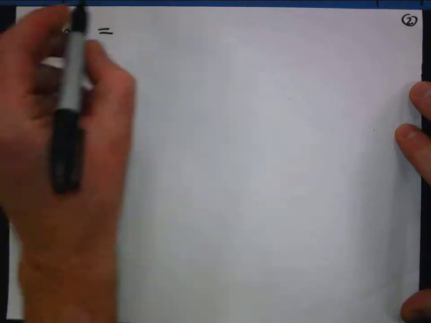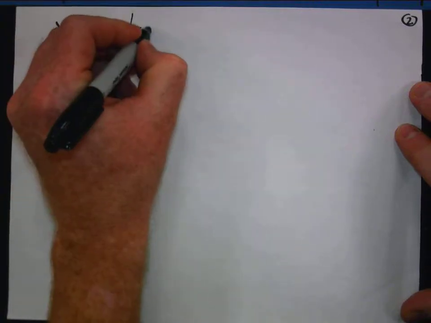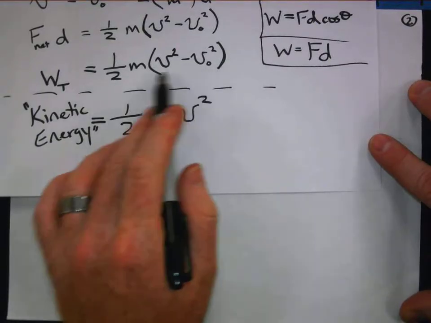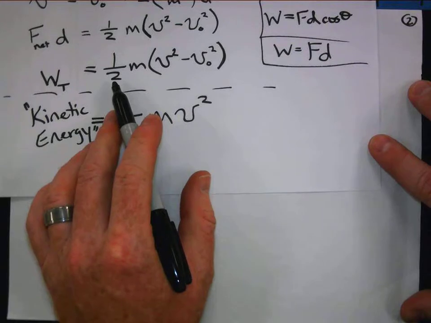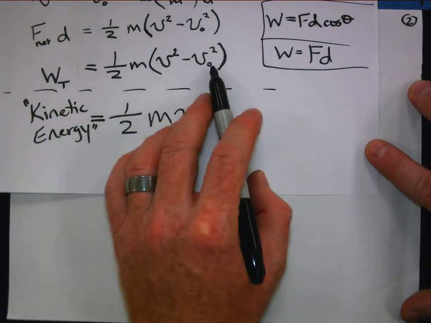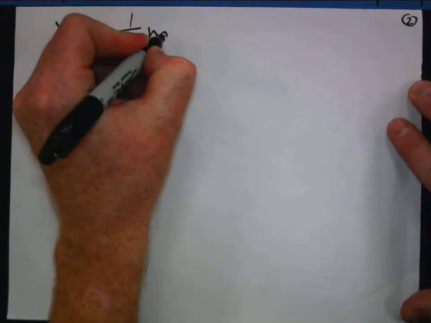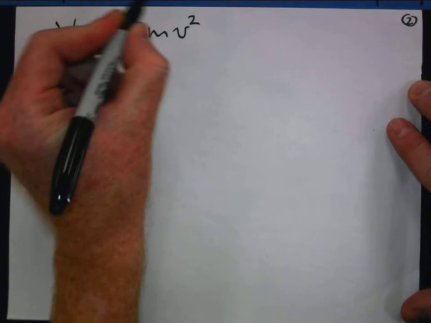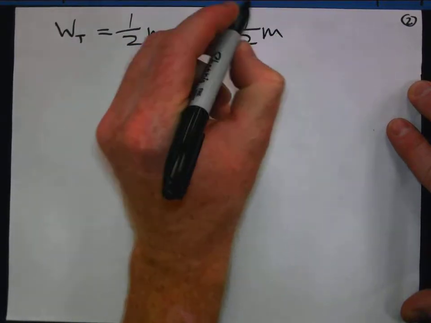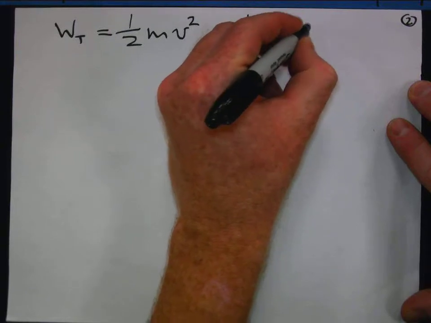When we do work on an object, then what we have essentially is, if I take this line in this equation here and distribute the 1/2 m to both of these two terms, it's going to be 1/2 m times final velocity squared minus 1/2 m times initial velocity squared.